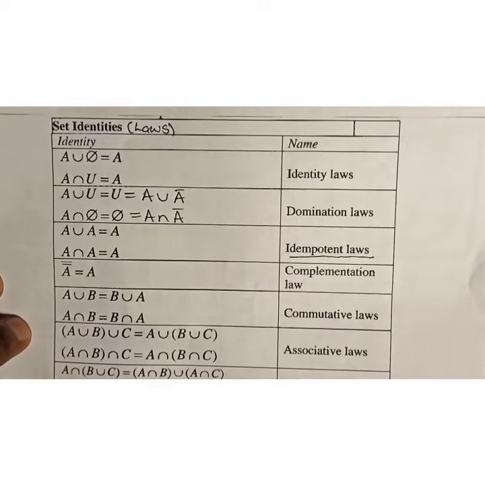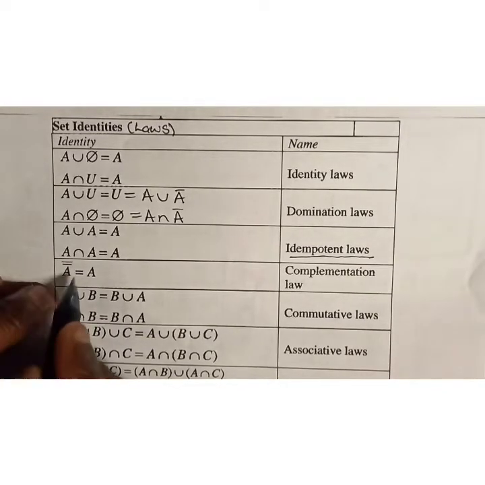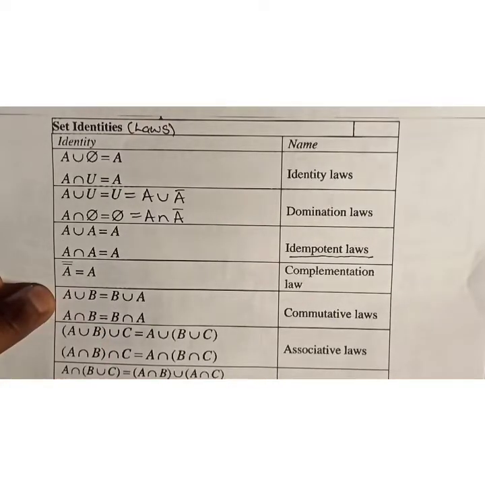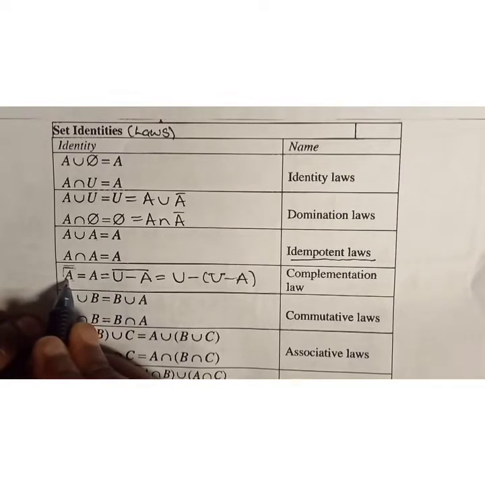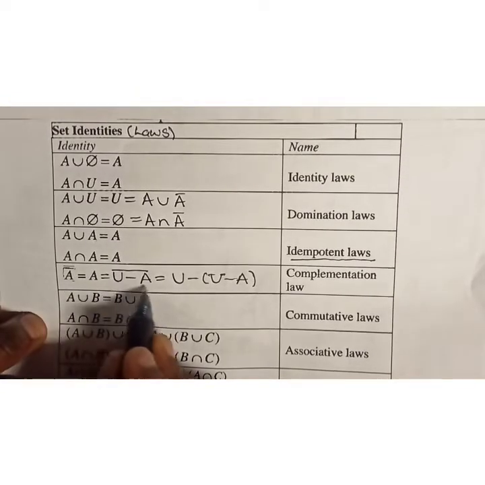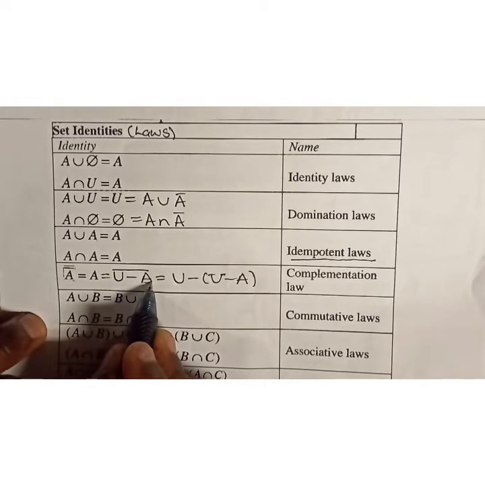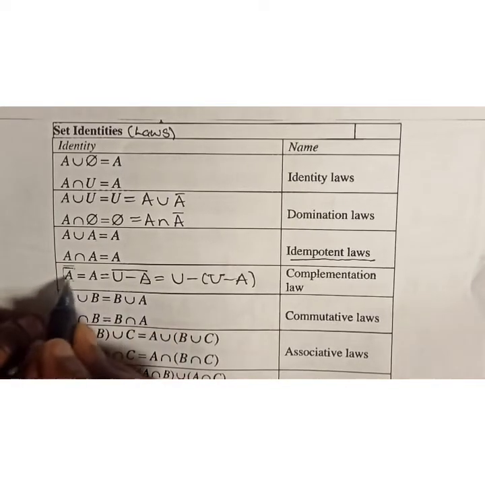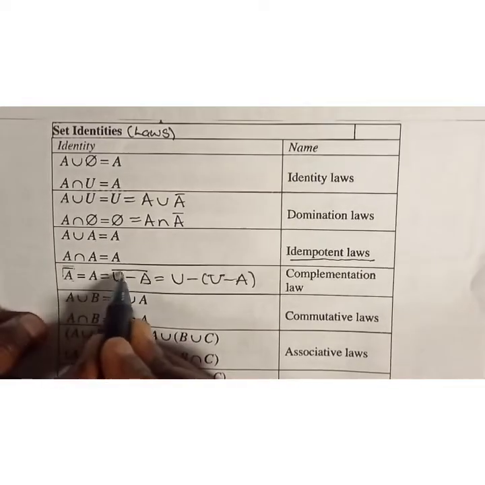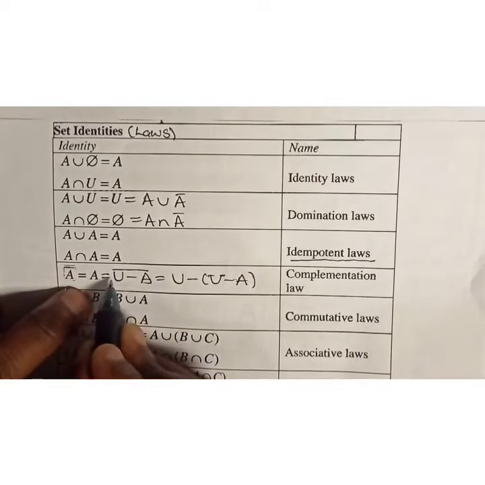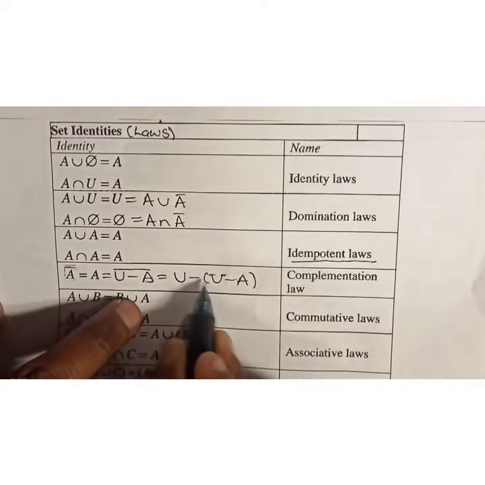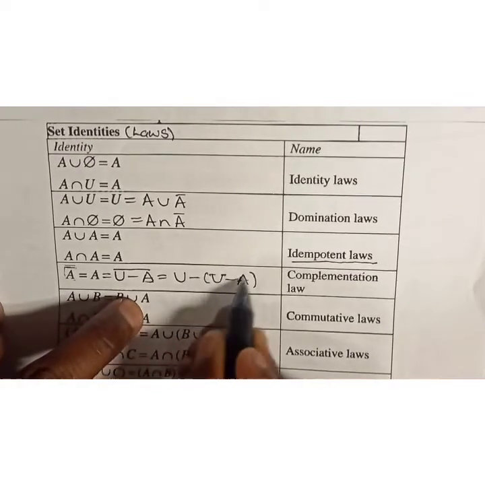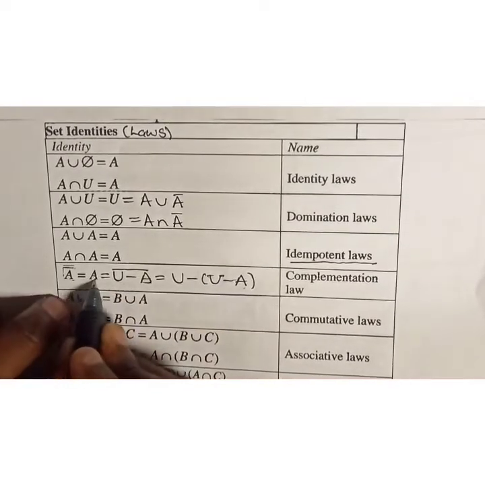Complementation law. If we complement the set twice, we'll get that set. Remember, the complement of a set A is the universal set minus A. So complementing a set A twice means we are complementing the universal set minus A, which is the universal set minus A. That's why we'll get back that set.